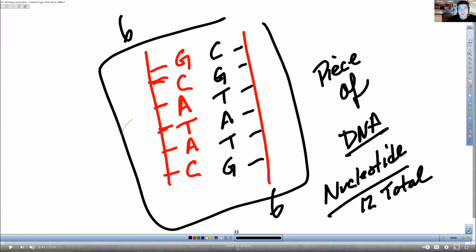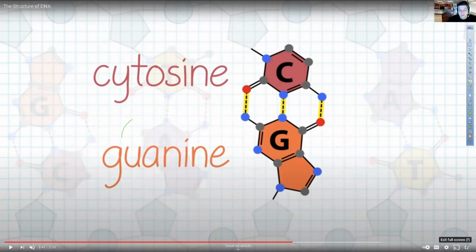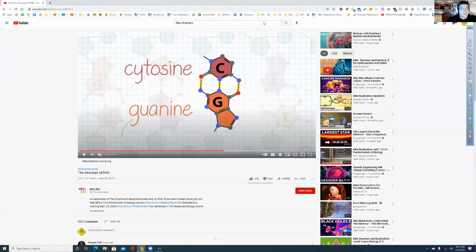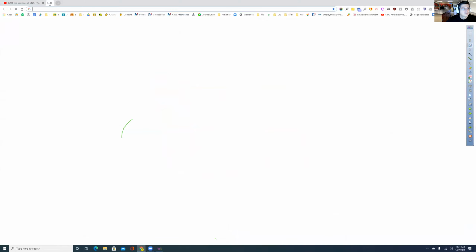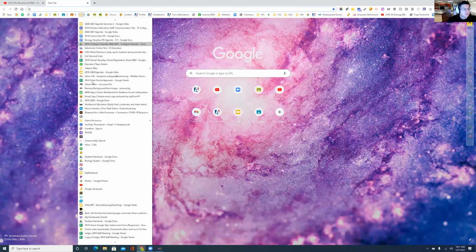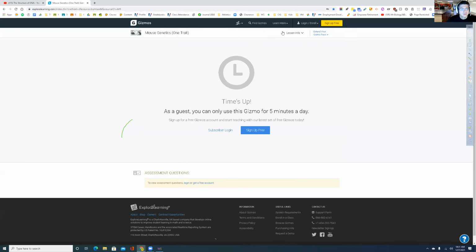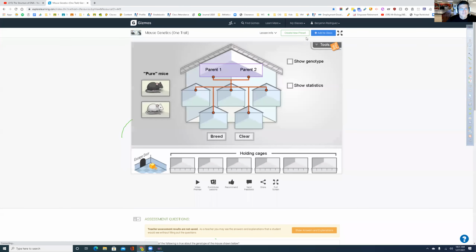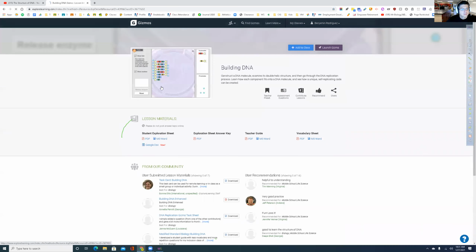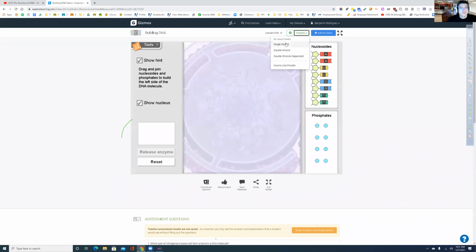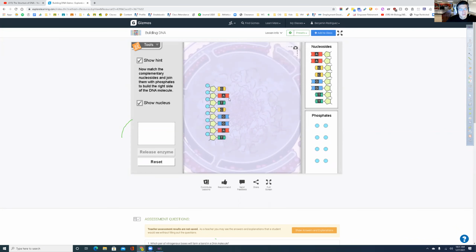And so eventually in class, what you guys are going to do is use this model to do this, okay? So for example, here, see how I just built one DNA strand, right? And so in class, you guys are going to build your own DNA strand, right?